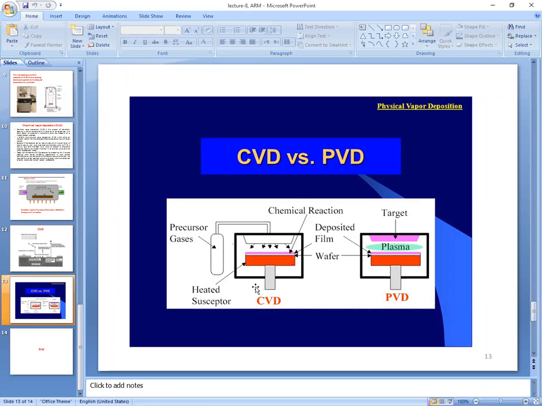So all this is about the spin coating, physical vapor deposition, and chemical vapor deposition techniques. All these are available in the material research laboratory or in the centralized research laboratory, University of Peshawar. So you can go there and you can make different thin film samples.